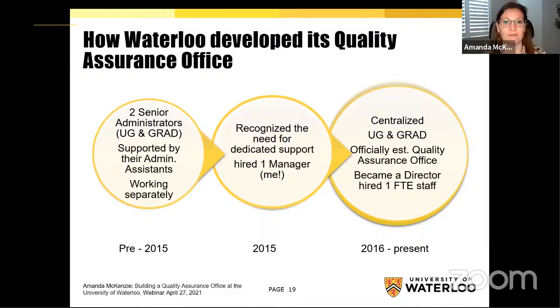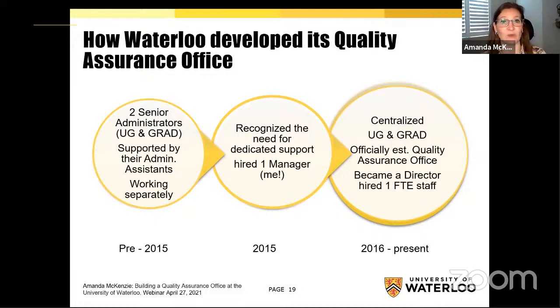I became the manager of quality assurance and also was the manager of the Office of Academic Integrity. And early on, once we started talking about how the office would look, it became readily apparent that functioning with having undergraduate programming and graduate programming separately was not very efficient. So we decided quite early on, you can see that it didn't take long for things to really amalgamate between 2015 and 2016 to become a centralized office.